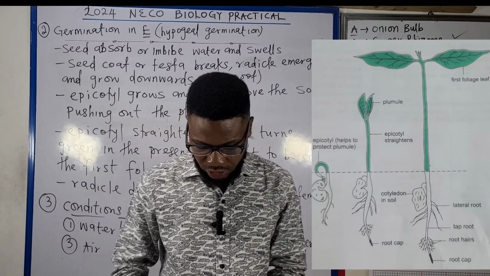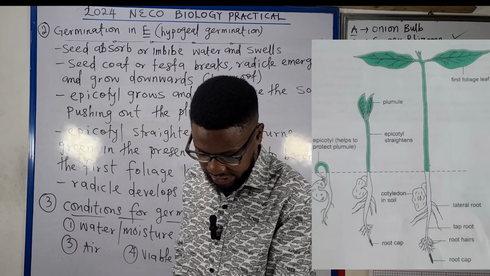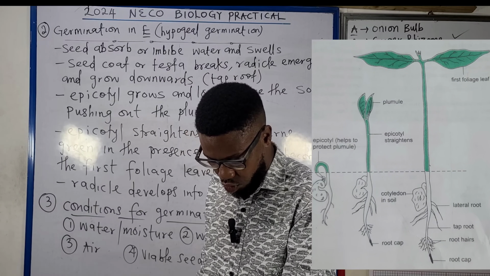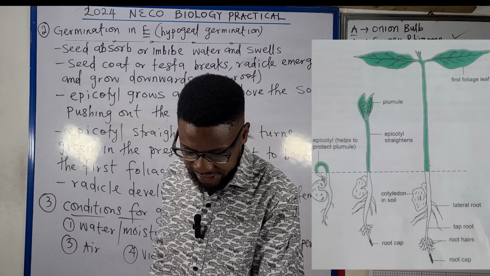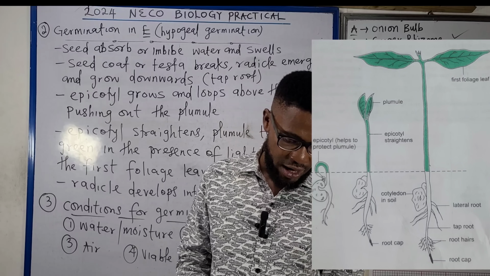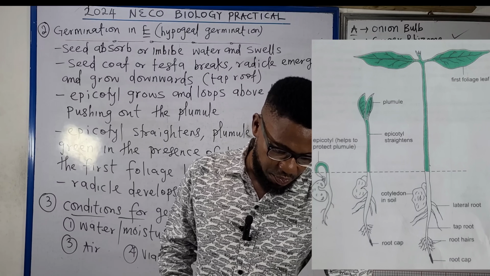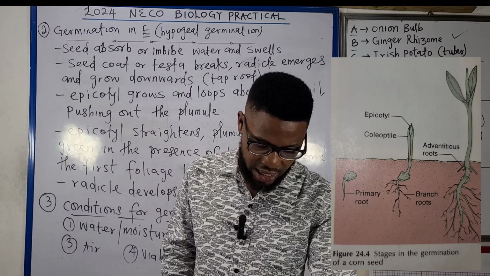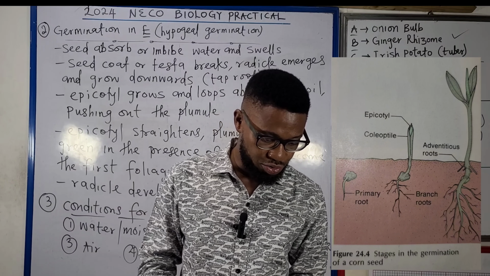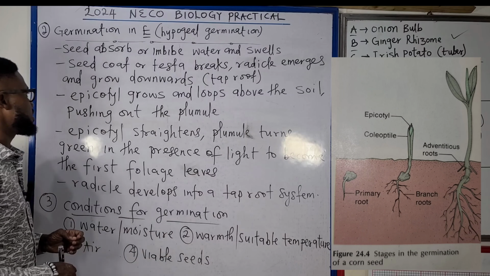You can see the epicotyl as it straightens up. You can see the emergence of the epicotyl. You can see the straightening of the epicotyl. You can see the radicle growing downwards, and you can see the formation of the first foliage leaf. There you can see the taproot system. You can see the primary root, and then you can see as well the tiny branches, which we call the secondary root. So it's a very direct explanation here.